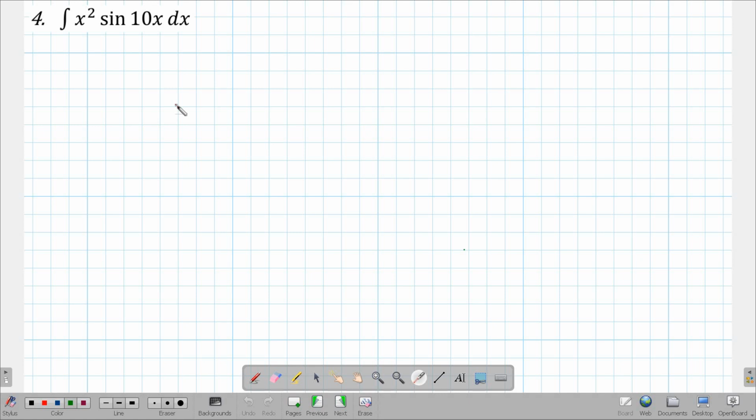Now let's try another example here. Pause the video and try to see if you will be able to apply integration by parts in evaluating this integral. Assuming you have tried, let's try to work this out here. So again, the integral of u dv is equal to uv minus the integral of v du. So we need to select our u and our dv to get our v.